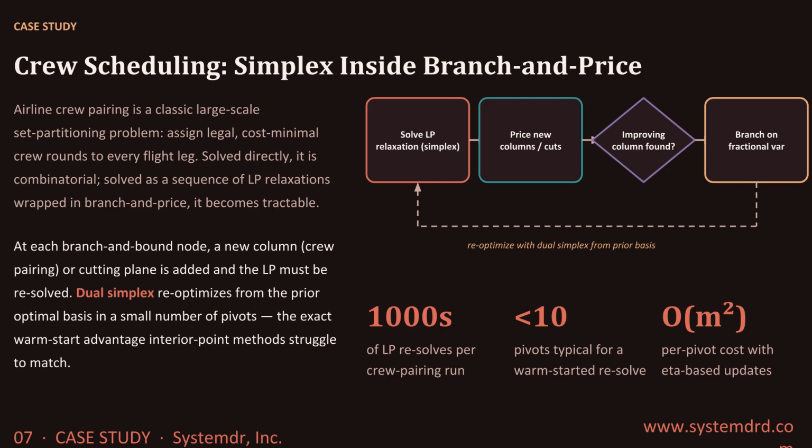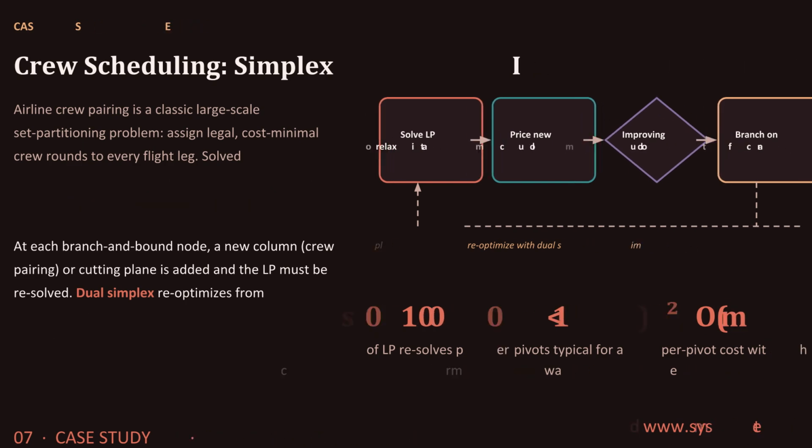A single crew scheduling run for a mid-size airline can involve thousands of these LP resolves across the branch and price tree, often converging in fewer than 10 pivots per resolve at roughly order m squared cost each, thanks to the eta update pattern we saw in the code a few slides back.